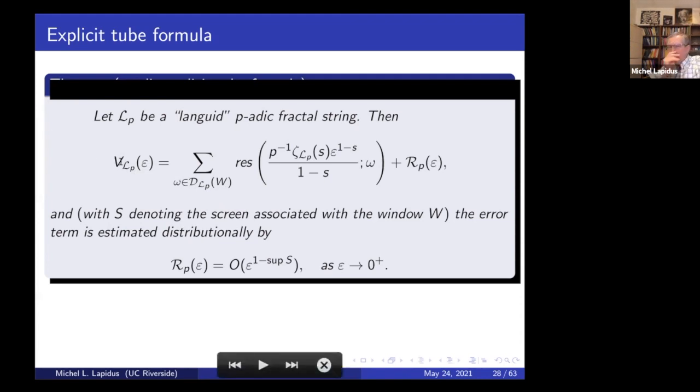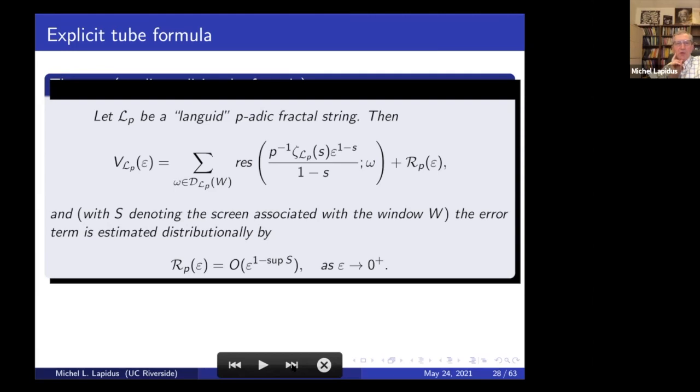Okay, so now the volume of the epsilon neighborhood, as I've defined it, can be written as a sum of residues of the geometric zeta function, or more precisely, that expression involving the geometric zeta function at the poles, meaning at the complex dimensions, more precisely at the visible complex dimensions, that is, those that are visible within the window. And then there may be an error term, and the error term can be estimated in terms of the screen. Let me not be too precise here, but it can be very precise. It's made very precise in the statement.